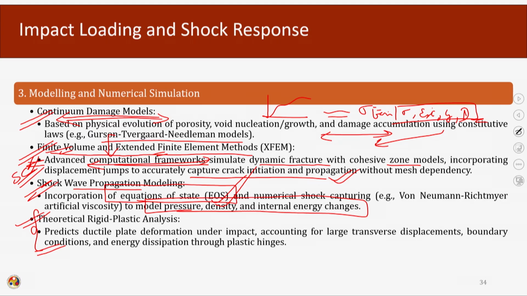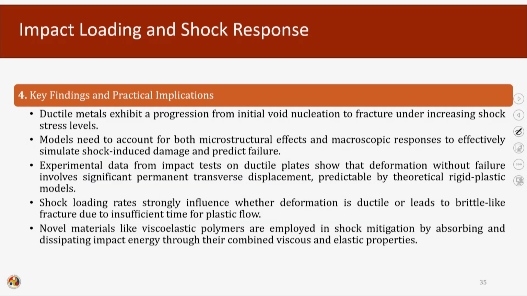Okay. So, each and every sphere requires some sort of experimental data, and then some sort of model validation also. So, after learning all these things, what are the key findings and how can they be used? Ductile metals exhibit a progressive form of failure, which might include void nucleation to fracture under increasing stress levels. So, the models need to account for both microstructural effects and microscopic responses to effectively simulate the shock induced damage and predict failure.